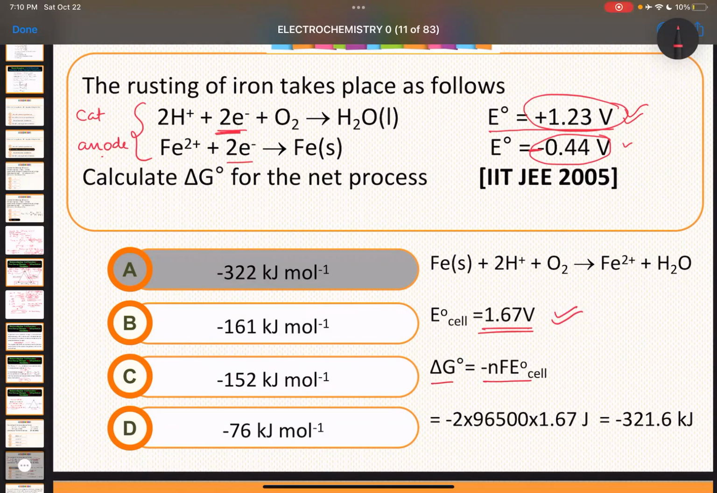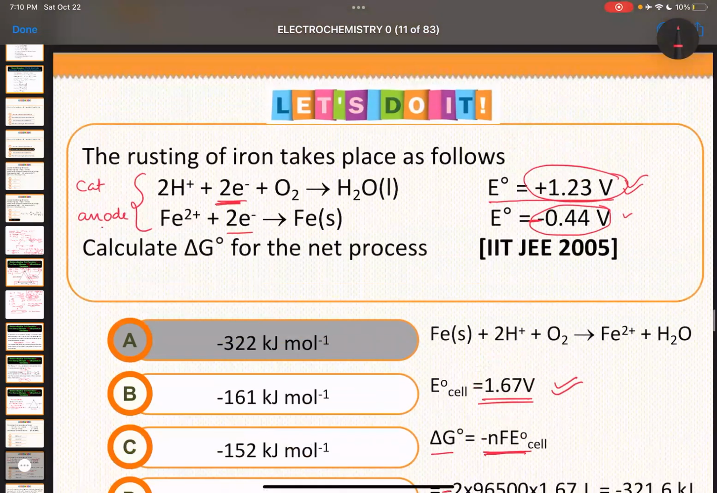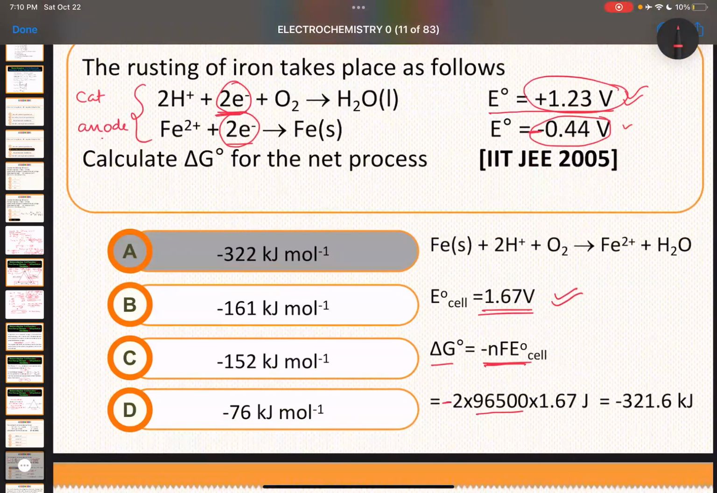So now what are we going to do? EMF is positive, delta G is minus nFE. What is n? n is 2, it is already given. If it is not balanced, you need to balance it to get the number of electrons. Clear? And n is already balanced. F is 96,500, the charge of 1 mole of electrons, and EMF is 1.67. This is in joules. So you need to multiply it and you will get 321.